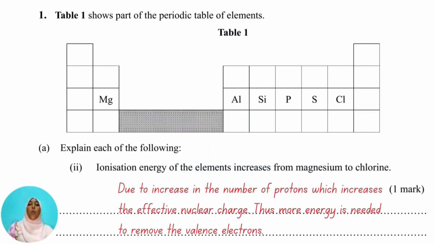Now, we're being told that when it comes to these elements, magnesium has the least ionization energy, while chlorine has the highest. Why? Again, we are coming back to the increase in the atomic number. So the atomic number increases from magnesium to chlorine because we are having an increase in the number of protons. And remember, an increase in the number of protons increases the effective nuclear charge. So by having stronger forces of attraction between the electrons and the protons, you are going to need more energy, okay, in order to remove an electron. So more energy translates to a higher ionization energy.